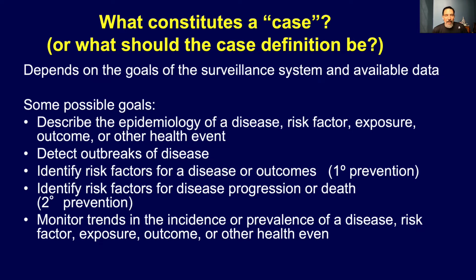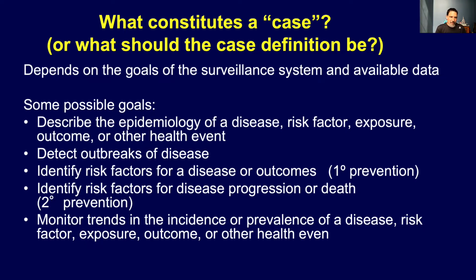So how does a provider or lab know what's reportable? What constitutes a case, say, of diphtheria? Or what should the case definition be? Well, it really depends on the goals of the surveillance system and the available data. So if you think about what some of the possible goals of a surveillance system might be, it might be something like to describe the epidemiology of a disease, the risk factors, exposures, or outcome.